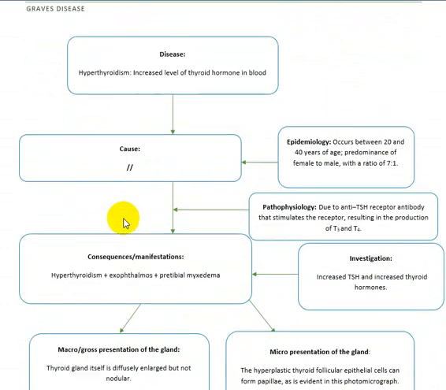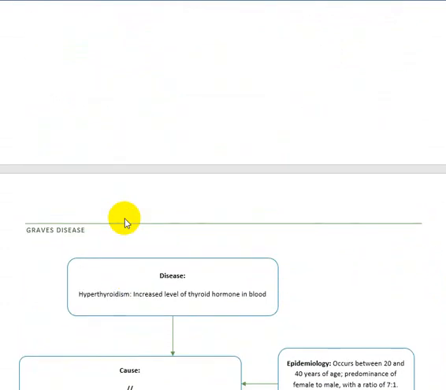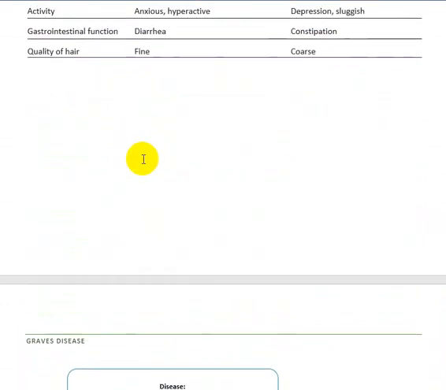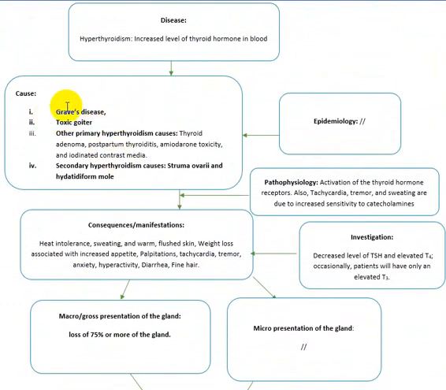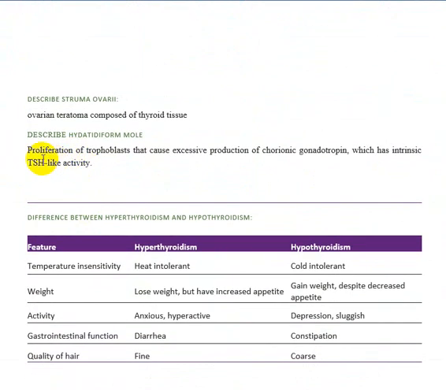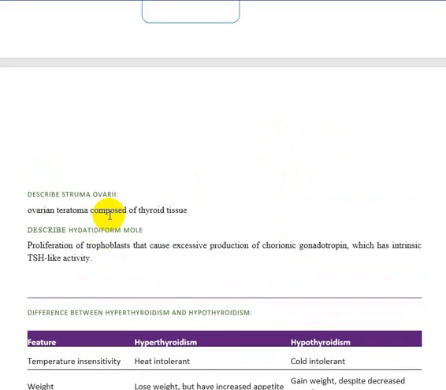Now, Graves' disease. We initially said above that Graves' disease was one of the causes of hyperthyroidism, and that cause was an intermediary cause. We also have thoracic goiter. We have also primary hyperthyroidism causes, secondary hyperthyroidism. We have already spoken about struma ovarii, where you say it's an ovarian teratoma, and hydatidiform mole, where you say that it is a trophoblast hyperproduction, proliferation of trophoblasts producing chorionic gonadotropin, which has TSH-like activity.